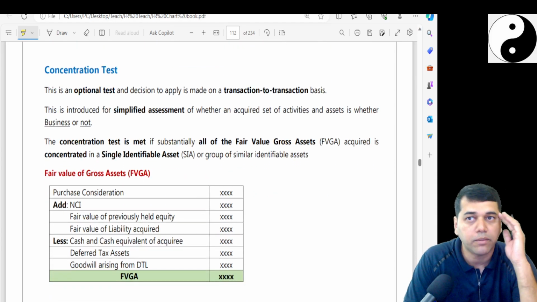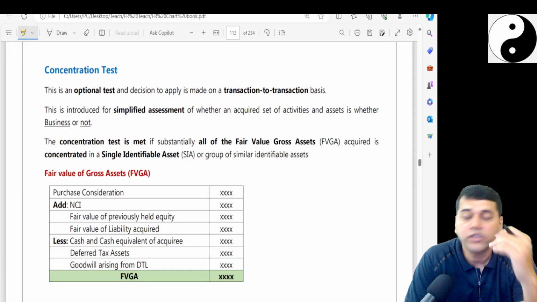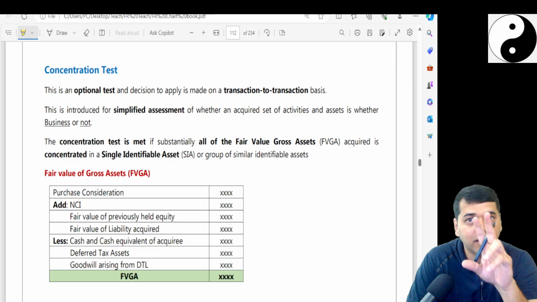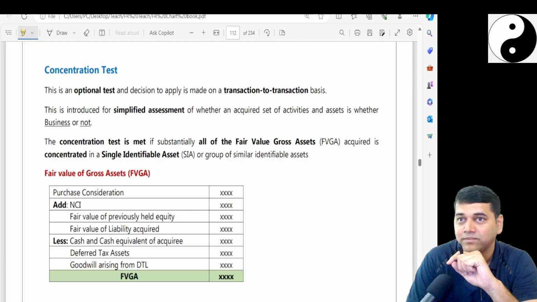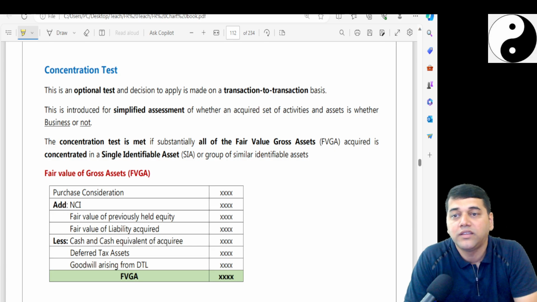So somebody has to apply their mind. What happened here? Who is taking over whom? For this, there is one test which is given. See, this question is not asked till now. There are two questions in the examination question. They may ask you in the new syllabus. It's called a concentration test. This is an optional test. If you want, you can do it.